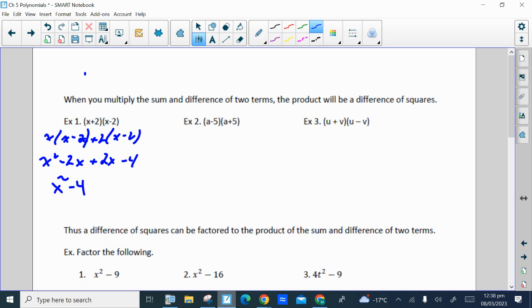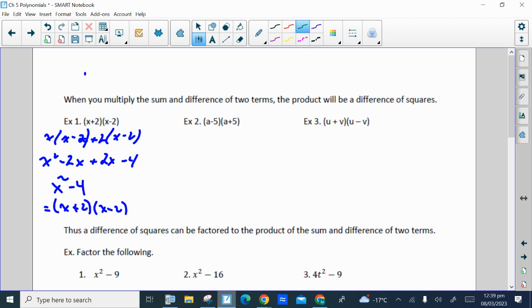Okay? Now, remember, we multiplied x plus 2 by x minus 2 to get x squared minus 4. That means if we factor x squared minus 4, it would be what we started with, x plus 2 and x minus 2. Those are the factors of x squared minus 4. Because we multiplied them out to get x squared minus 4, so if you go backwards by factoring them, you get what you started with.